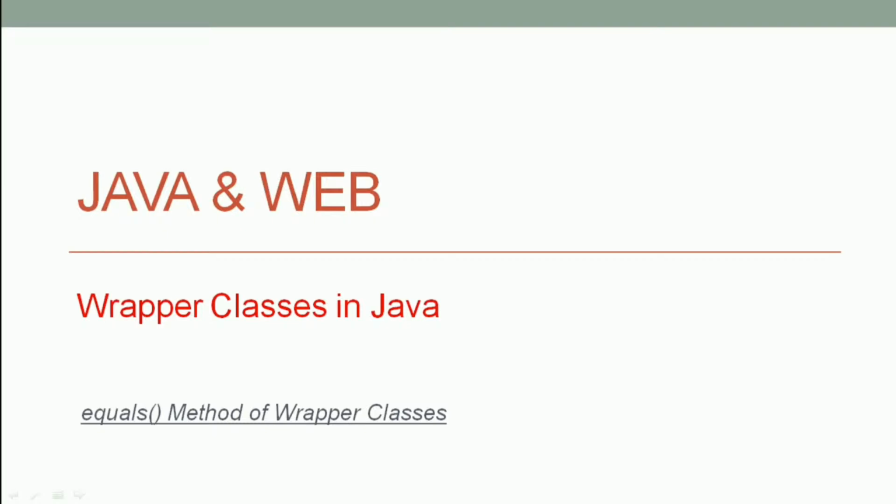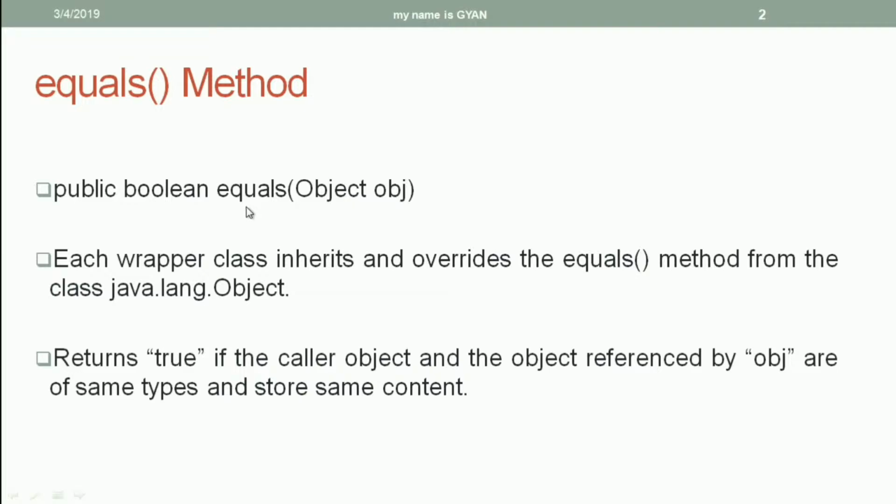The signature of the equals method is this one. The equals method is a public method which returns boolean and accepts a reference of class Object. Each wrapper class inherits and overrides the equals method from the class java.lang.Object. The equals method returns true if the caller object and the object referenced by the reference variable obj are of the same type and store the same content.